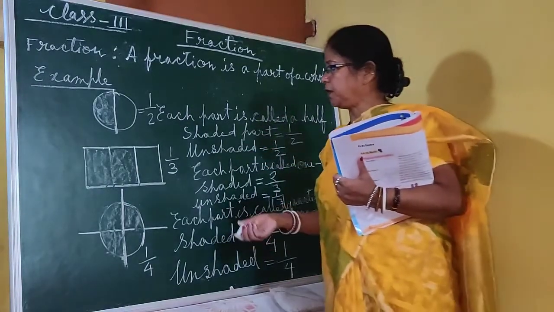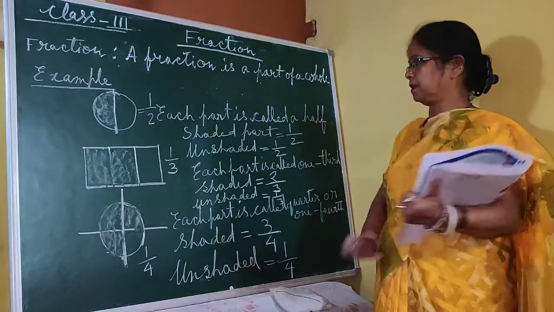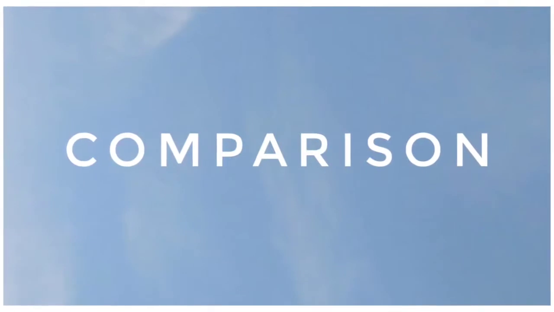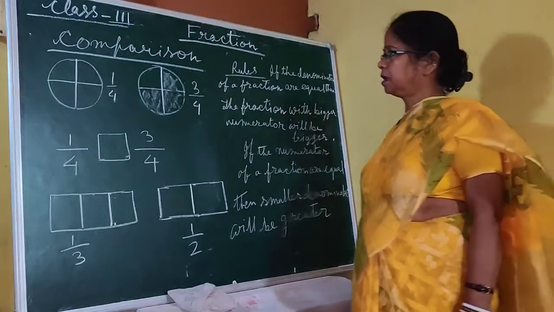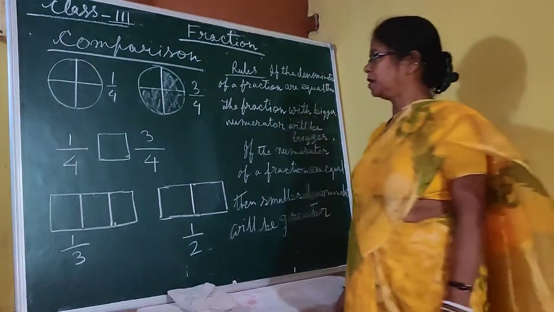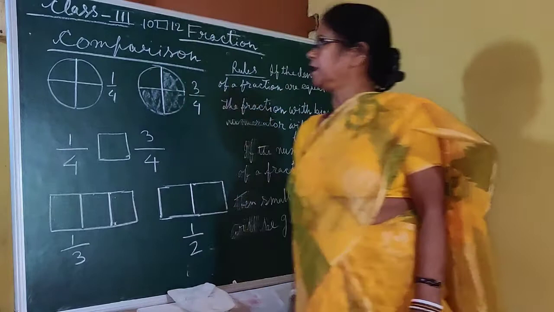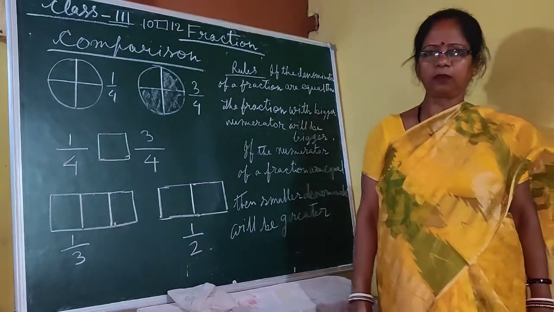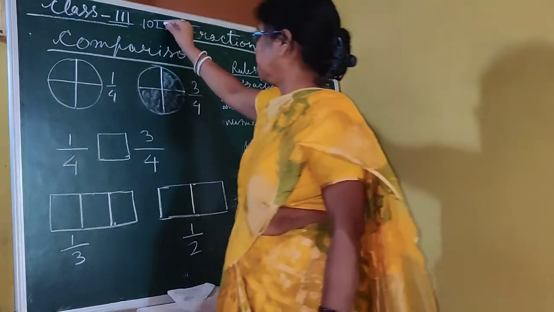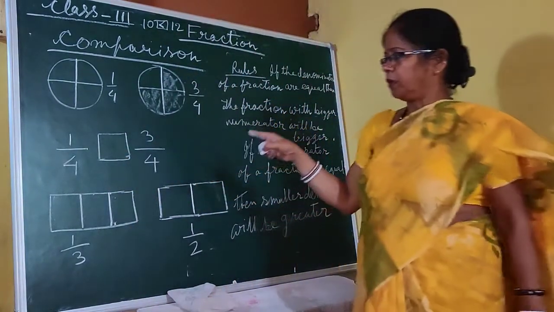Then next I am going to explain what is numerator, denominator and comparison between two fractions. Now see the next step, comparison between two fractions. You have to compare two numbers, like 10 blank 12, and put inside a greater, smaller or equal sign, which you have already done. The mouth closes toward the smaller number and opens toward the greater number. In the same way you have to compare fractions.